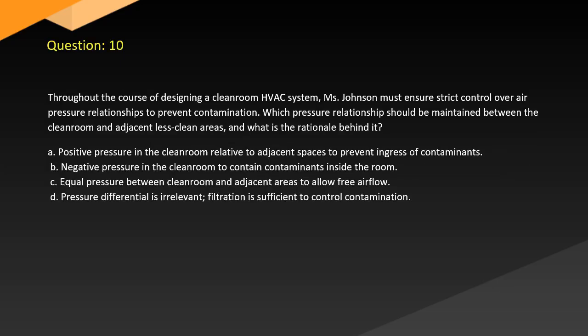Question 10. Throughout the course of designing a cleanroom HVAC system, Johnson must ensure strict control over air pressure relationships to prevent contamination. Which pressure relationships should be maintained between the cleanroom and adjacent less clean areas, and what is the rationale behind it? A. Positive pressure in the cleanroom relative to adjacent spaces to prevent ingress of contaminants. B. Negative pressure in the cleanroom to contain contaminants inside the room.